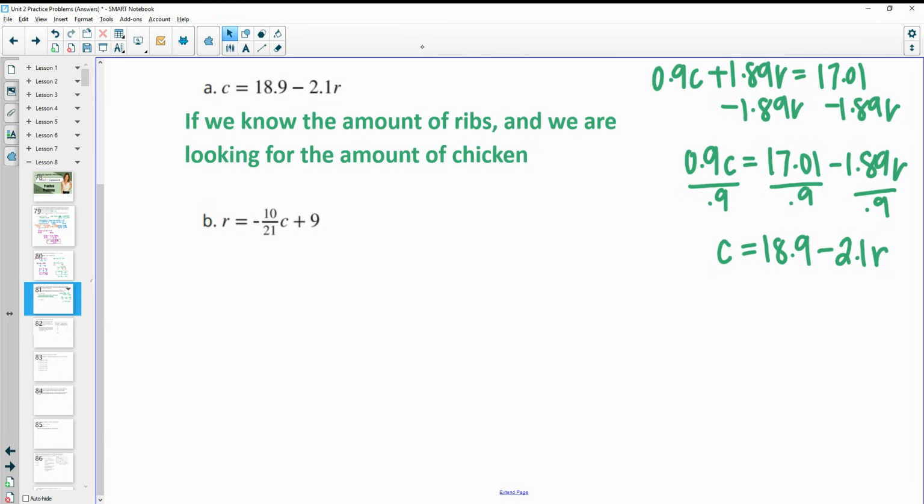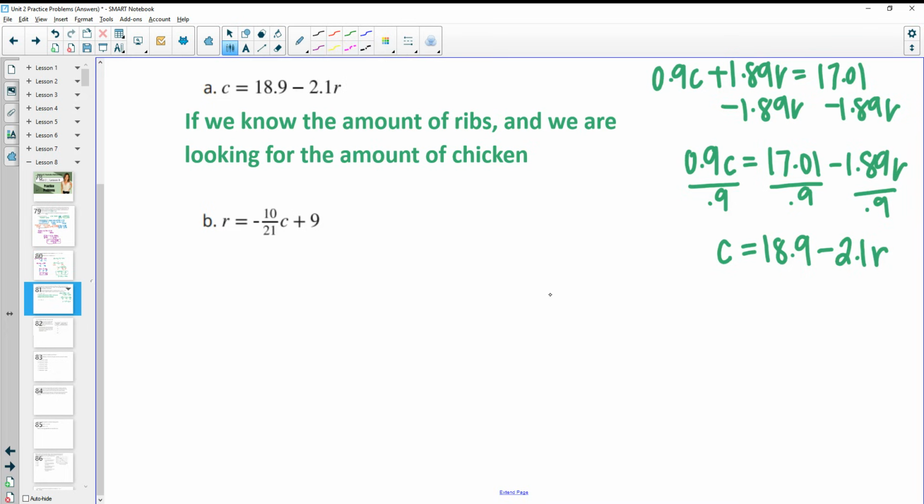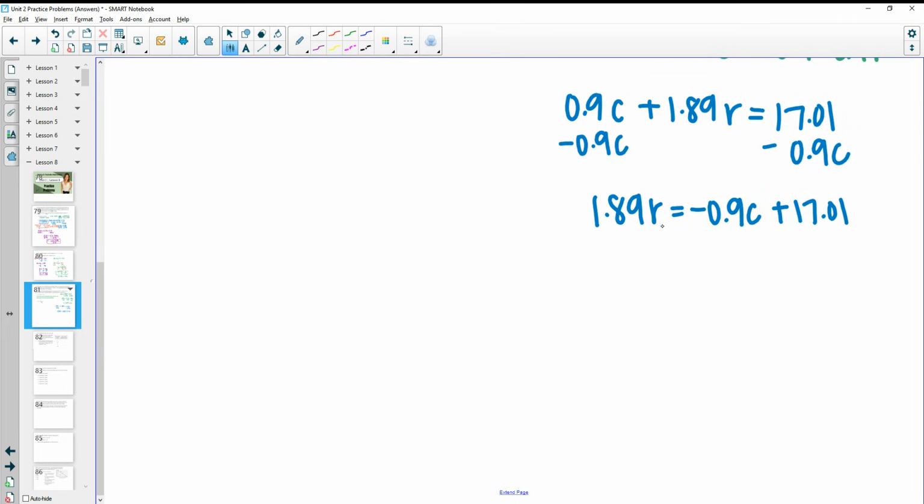All right, then the next one gives us another equation to show that it's equivalent, and this time it's solved for r. So we have 0.9c plus 1.89r equals 17.01. So again, this time they're solving for r, so we'll subtract 0.9c from both sides. So we get 1.89r. Now this time they have the c first. So I'm going to write this c term first, this negative 0.9c, and then this is a positive 17.01. Then we'll divide by 1.89.